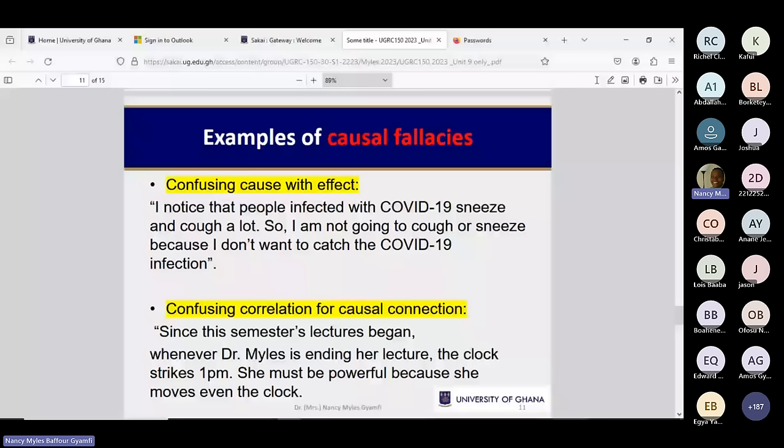It's confusing, cause with what? Effect. It's like cholera. Apologies, it's hospital scenarios most of the time that we are using. If I have cholera, God forbid, then it will yield a certain effect, which is what? Running and the other one. But if someone argues, "I don't want to get cholera, so I am not going to poo or vomit in my life again," the person is confusing the cause with the effect. That is what Madame read.